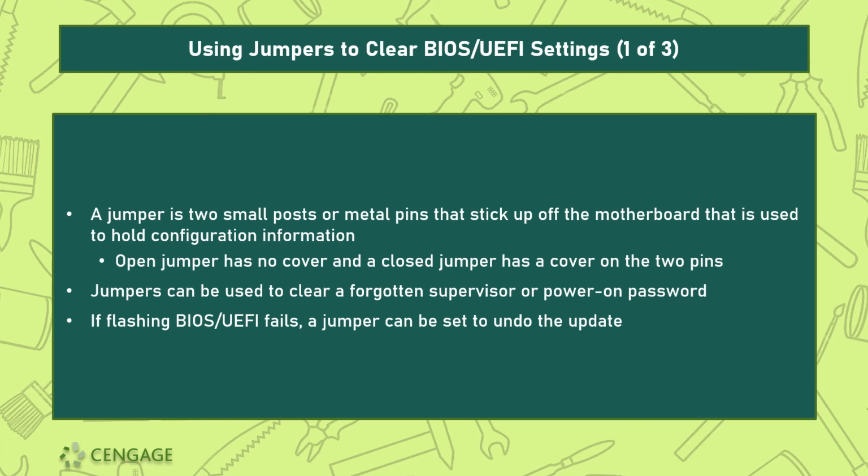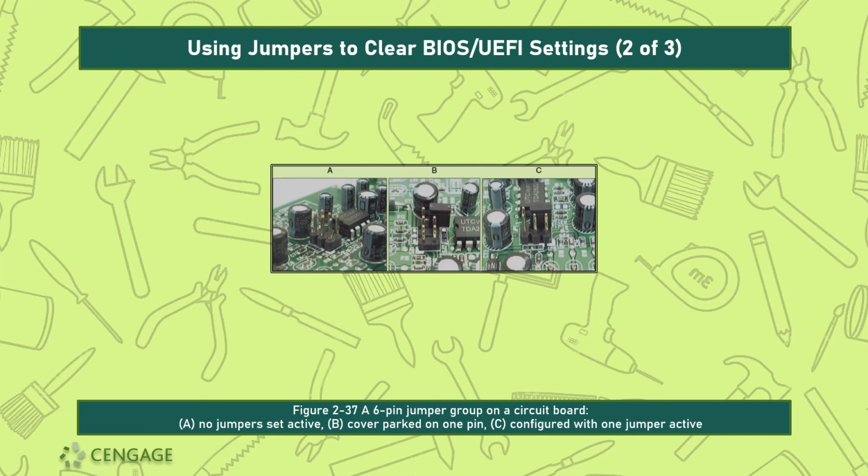Now, in order to clear your password, you'll have to make sure you know what configuration is which. So here we see the jumpers on a motherboard. In instance A, they have no jumpers set active, so there are no pins being covered. In B, you see that there's one being parked, so one pin is covered and no other pins are covered. So 5 out of the 6 are completely open. That's just a place to store it temporarily, but if you were to move it over and connect, say, pins 1 and 4, a result would most likely occur. In step C, it looks like they're doing something very close to that, where we have one jumper active to change a particular setting.